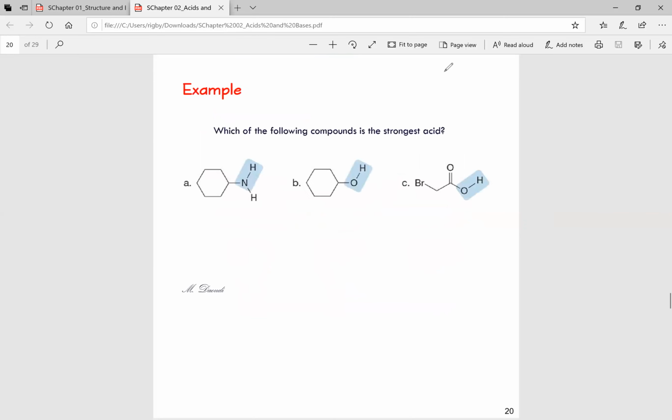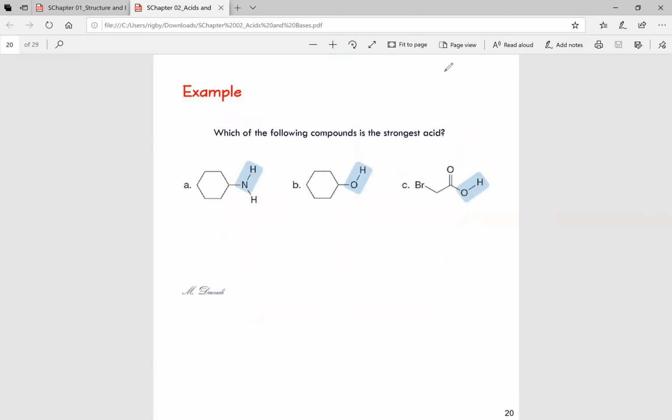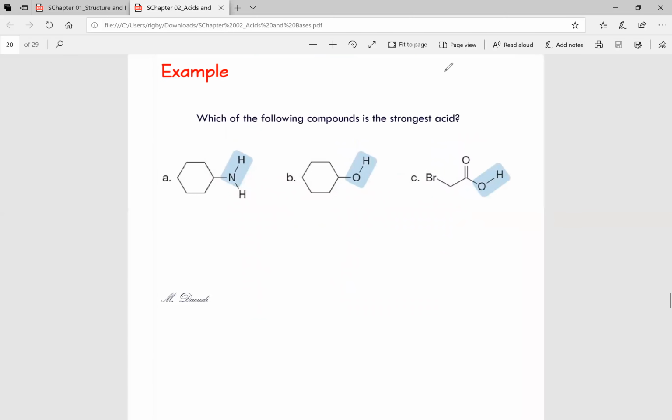Okay? And so that's the general idea behind how to tell if something is more acidic or less acidic without being given the pKa values. So let's look at this example here. Which of the following compounds is the strongest acid? So let's recall what we just talked about. ARIO.